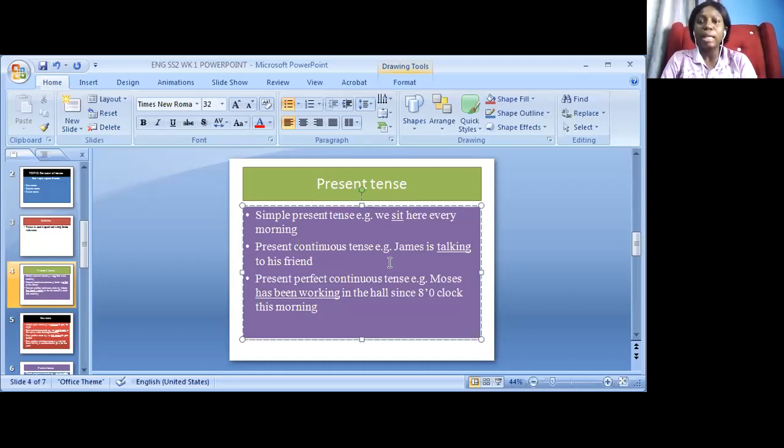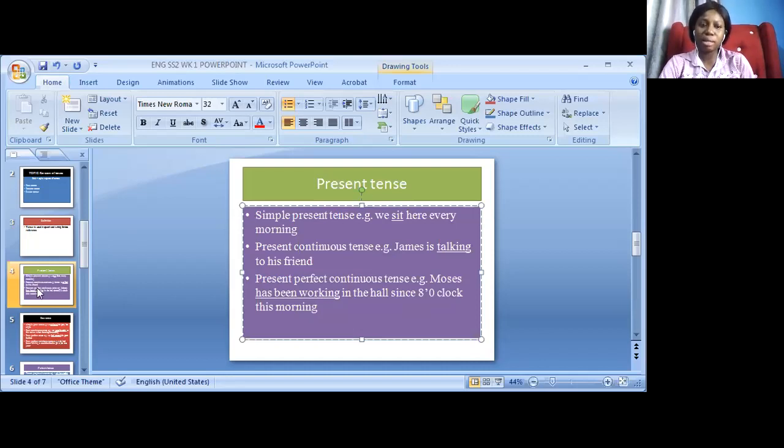Now, present perfect continuous tense example is Moses has been working in the hall since 8 o'clock this morning. Now, it's possible the time we are reporting this sentence is probably 2 o'clock. So we are saying that Moses started his work around 8 o'clock in the morning and is still on it in the hall at the time that we are talking. So it is present perfect continuous tense.